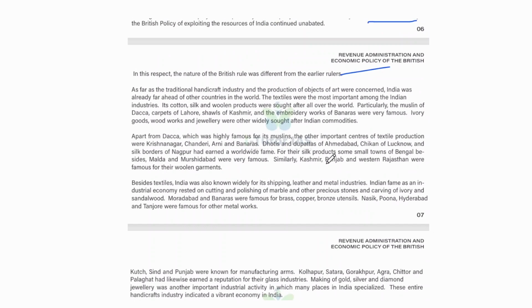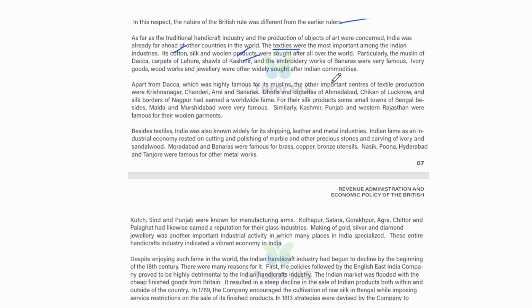And as far as the traditional handicraft industry and the production of objects of art were concerned, India was already far ahead of other countries in the world, and the textile industries were the most important among the Indian industries. Cotton, silk, and woolen products were sought after all over the world, and particularly the muslin of Dacca, carpets of Lahore, shawls of Kashmir, and embroidery work of Benares were very famous. Ivory goods, woodworks, and jewelry were other widely sought after Indian commodities.